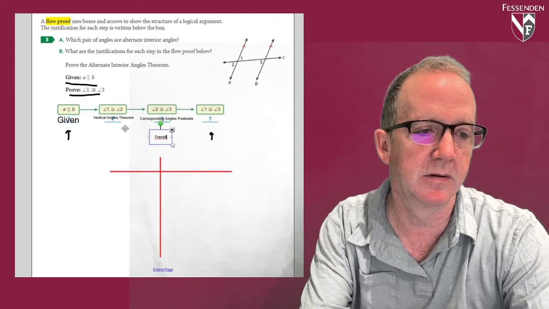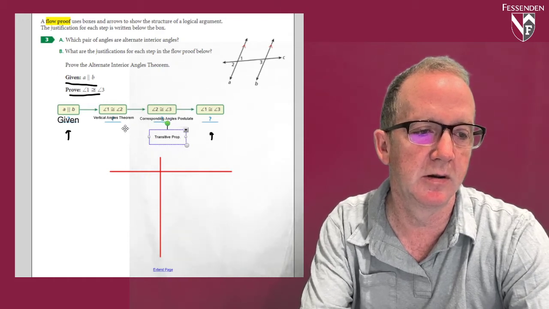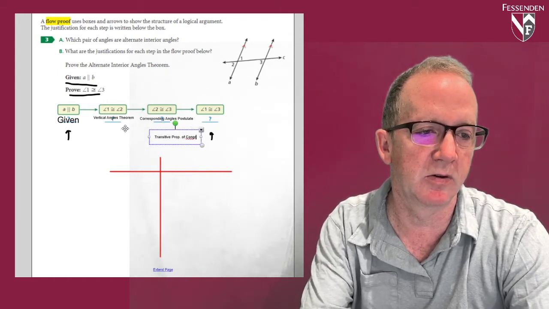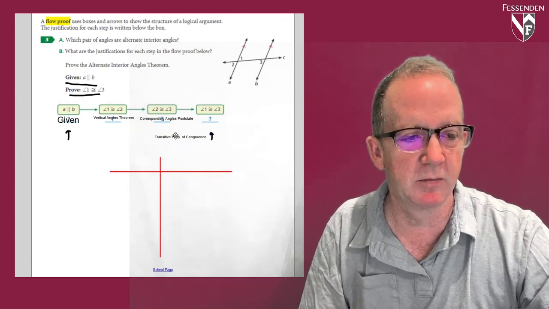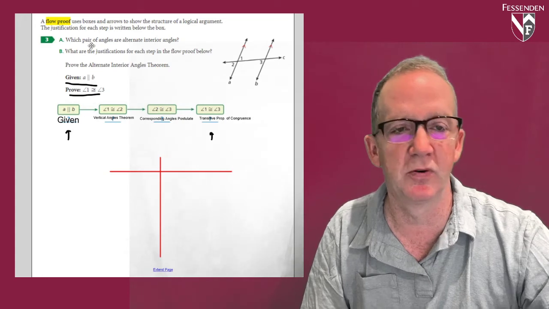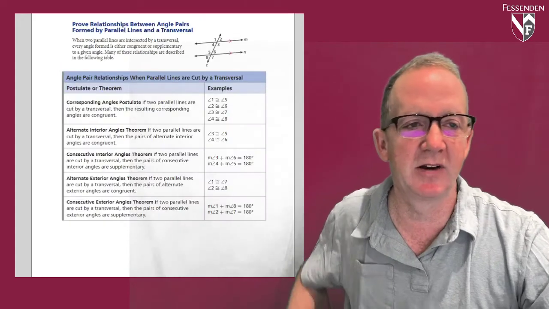Transitive property of, and we're dealing with congruence, so I'll use congruence. So I wanted to give you one example. We'll see more of these of a flow proof. All right, but now back to parallel lines.